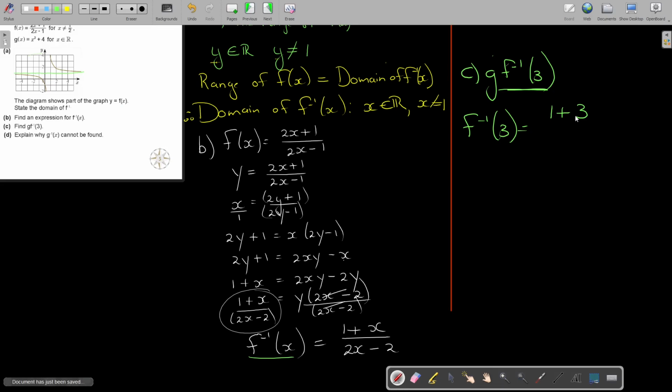So 1 plus 3 over 2 times 3 minus 2. So it's going to be 4. And this is 6 minus 2, so it's also going to be 4. So it's going to be 1.